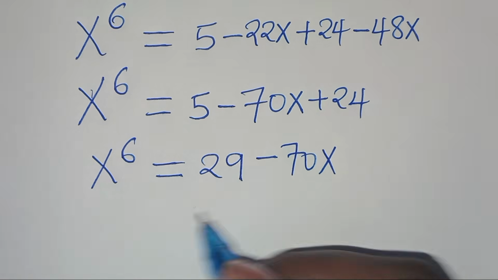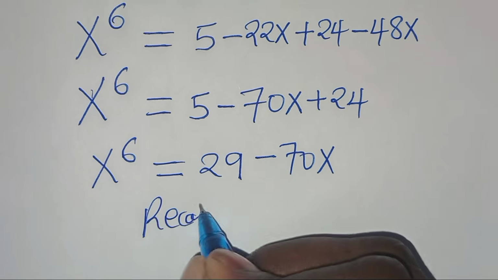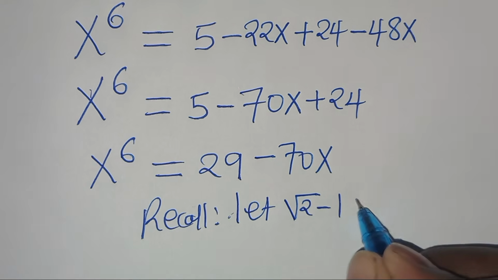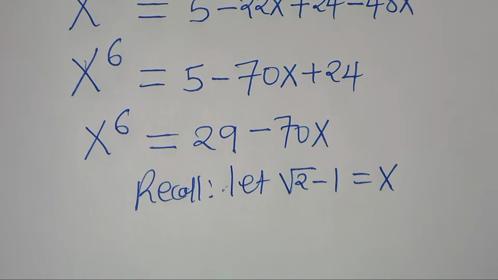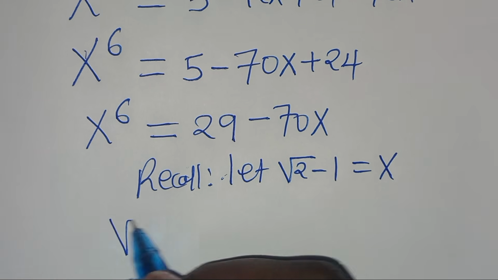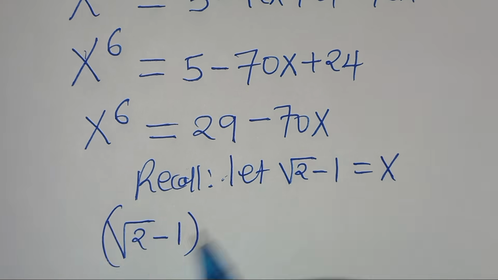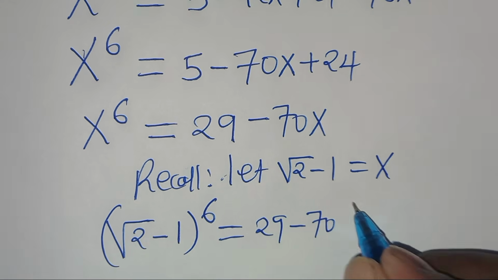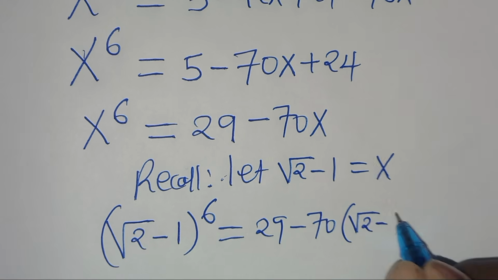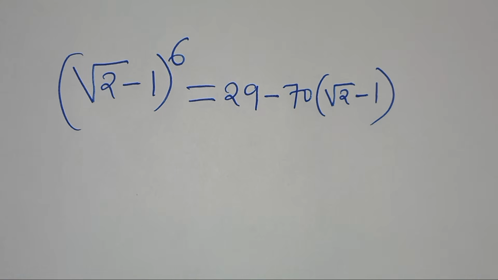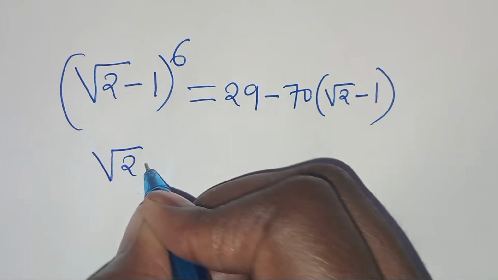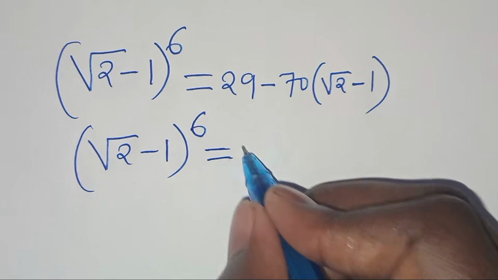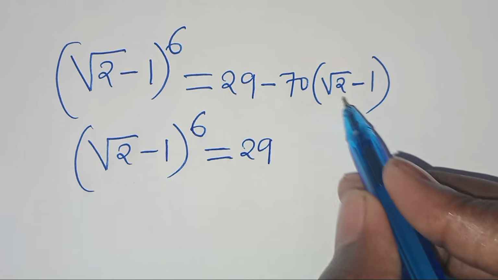Now, again we have, if you recall, we are saying that we let square root of 2 minus 1 be equal to x. So now, here we have square root of 2 minus 1 raised to the power of 6. This is equal to 29 minus 70 multiplied by square root of 2 minus 1. So here we have square root of 2, subtract 1, raised to the power of 6. This is equal to, now we have 29 here, minus 70 times square root of 2.